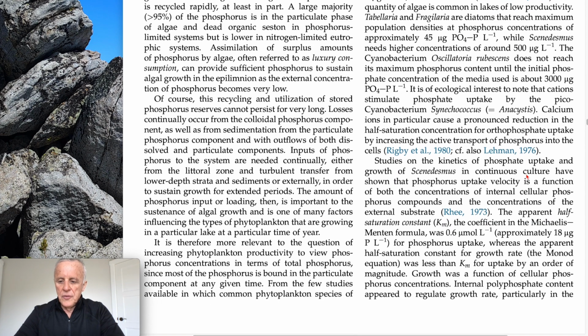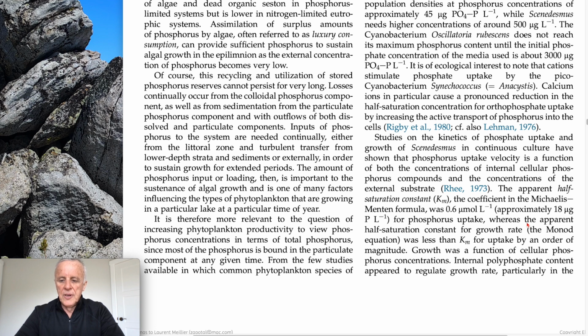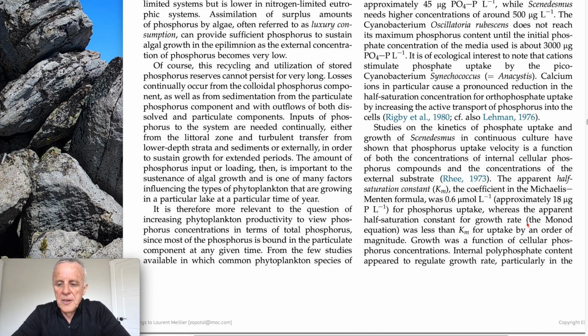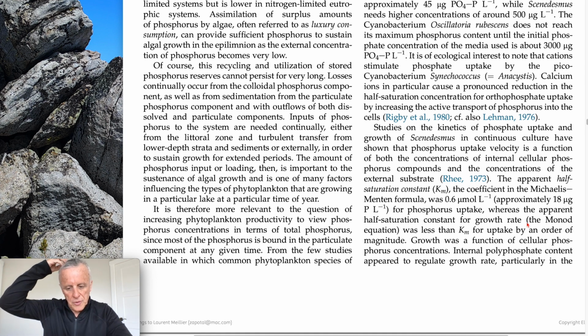Studies on the kinetics of phosphate uptake and growth of Cyclotella in continuous culture have shown that phosphorus uptake velocity is a function of both the concentrations of internal cellular phosphorus compounds and the concentration of the external substrate. The apparent half-saturation constant, Km, the coefficient of the Michaelis-Menten formula, was 0.6 micromole per liter, approximately 18 micrograms of phosphorus per liter, for phosphorus uptake, whereas the apparent half-saturation constant for growth rate, the Monod equation, was less than Km for uptake by an order of magnitude. Growth was a function of cellular phosphorus concentration.